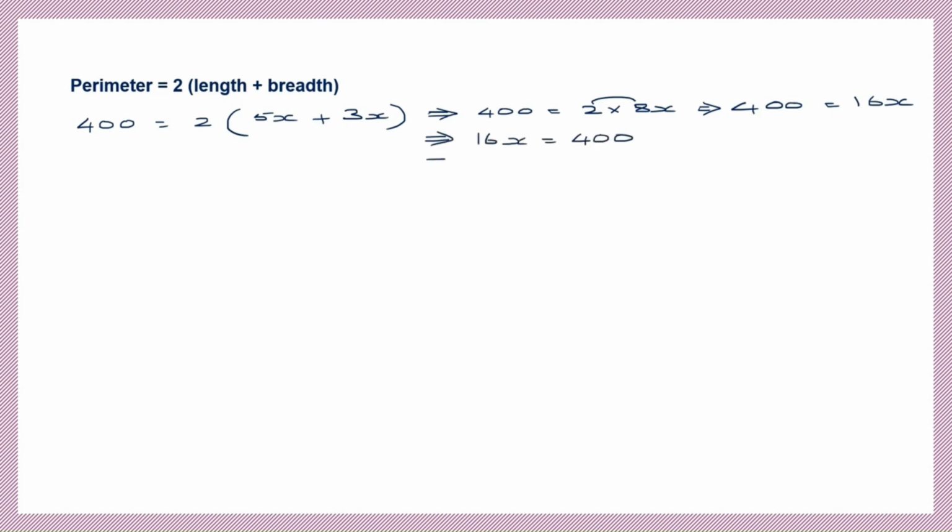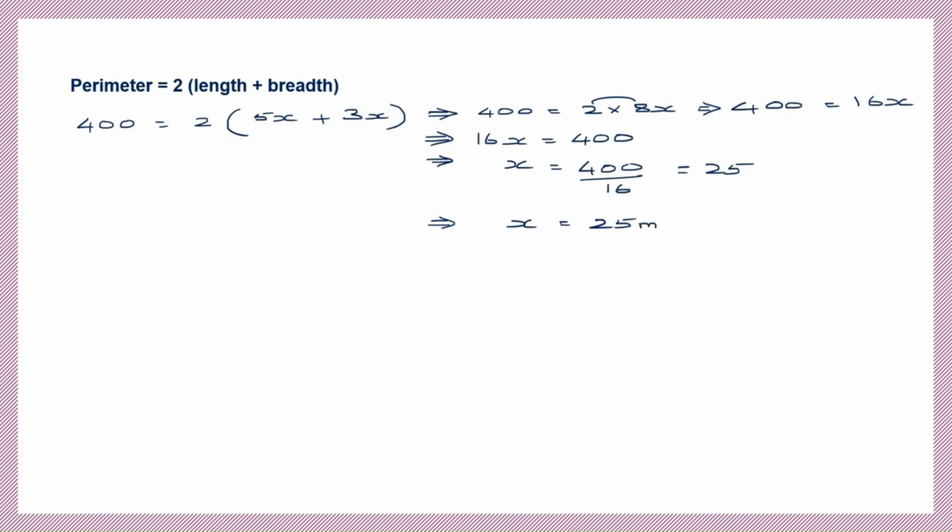What is the value of only x? That will be 400 divided by 16. How much is 400 divided by 16? 400 divided by 16 is 25. So we have found the value of x. x is equal to 25. And let's give it the unit meters.